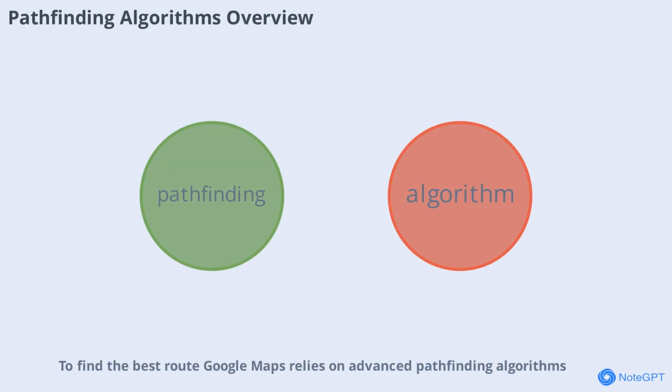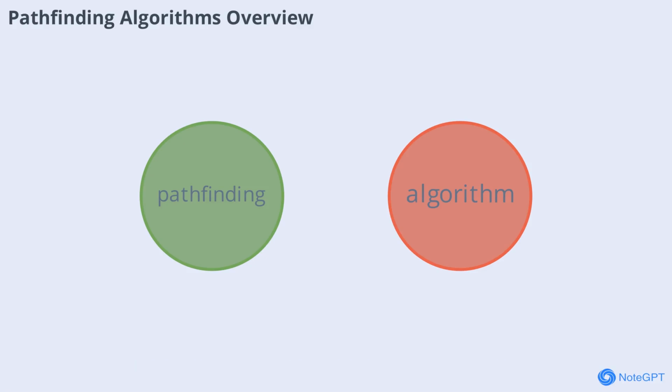To find the best route, Google Maps relies on advanced pathfinding algorithms. Classical methods like Dijkstra's and A* are the foundation, but Google uses highly optimized variants to handle the massive scale of global navigation. These algorithms explore the graph, calculating the lowest weight path between any 2 points. Let's dive into how each algorithm works and why they're so effective for real-time navigation.